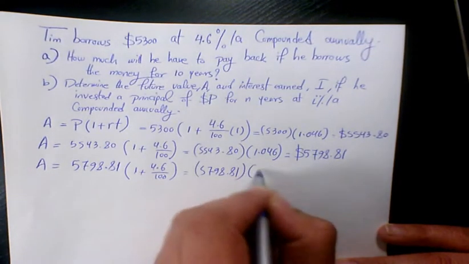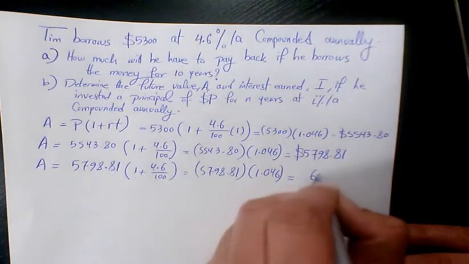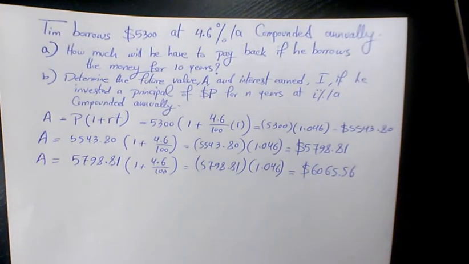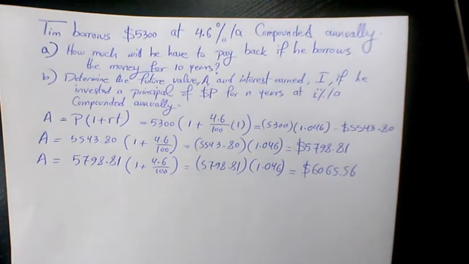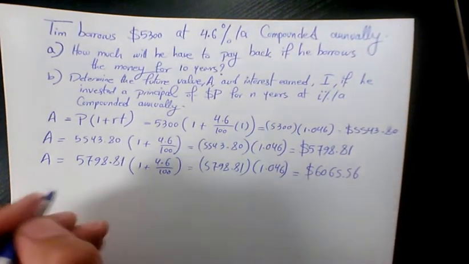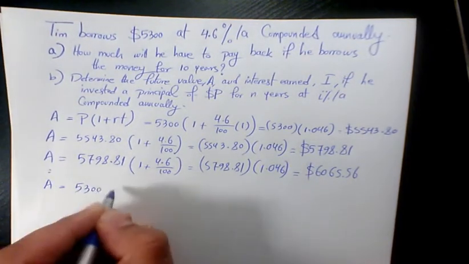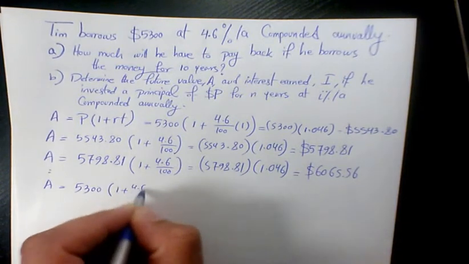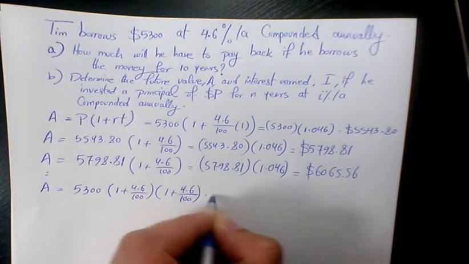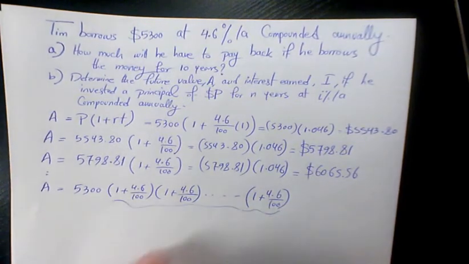$5,798.81 times 1.046, and that's going to be 6,065.56. That's the amount after 3 years. Now if you want to find it for the fourth year, this one is going to be the new principal. So after 10 years, we're going to have the amount equal to 5,300 times 1 plus 4.6 divided by 100, all the way to, same thing, we repeat it 10 times.